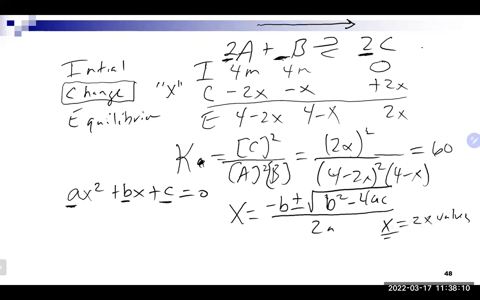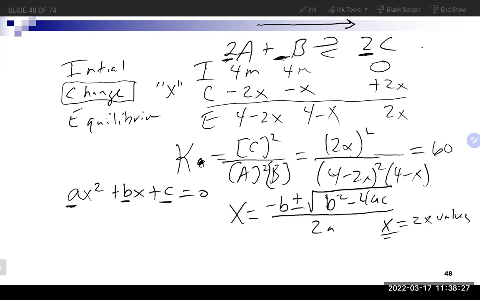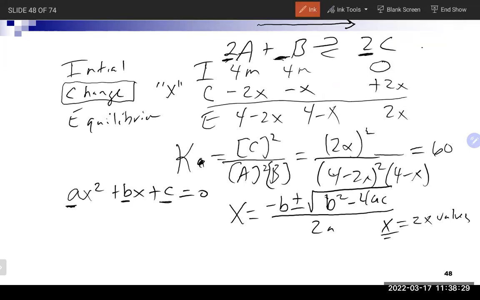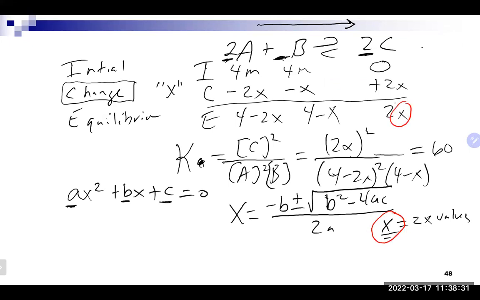And one of them will not make sense. Now, when you use the quadratic, you can get two positive numbers. You could actually get two negative numbers. You could get a positive and a negative number. So, whichever one will not make sense. And what I mean by will not make sense is basically when we solve for the x, that x is pretty much all the x's here in our equilibrium line, which is ultimately what we're trying to solve for.